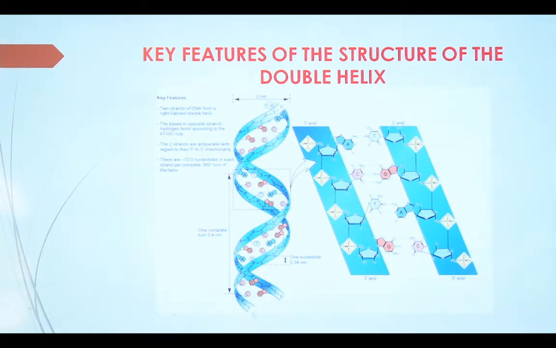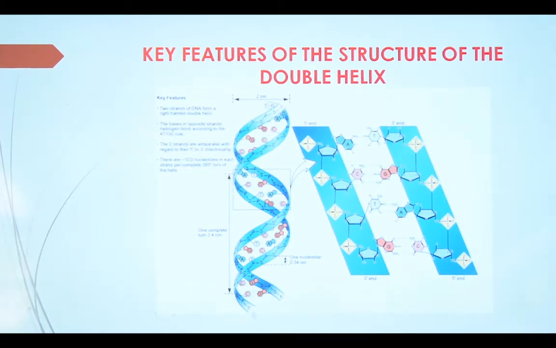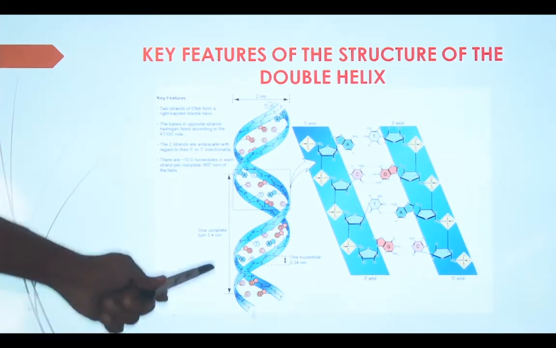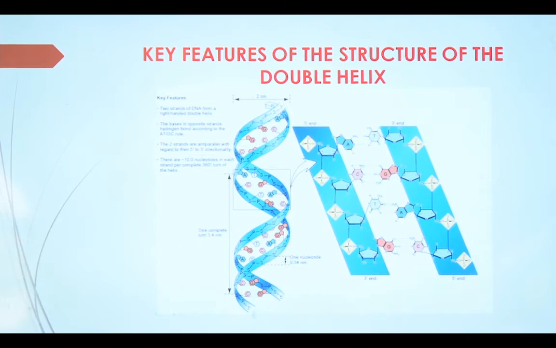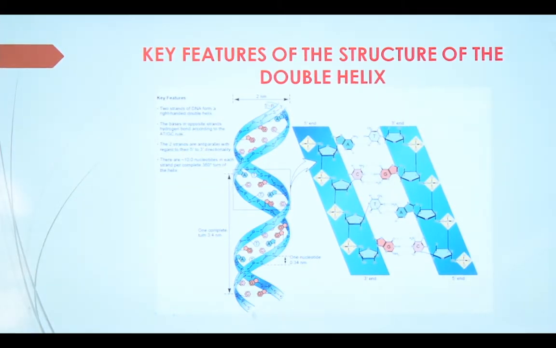And the diameter, as I said, is 20 Angstrom. Between one shallow groove and another shallow groove is one complete turn, and this one complete turn is made up of 34 Angstrom. Then I said that in between this we have 10 base pairs.